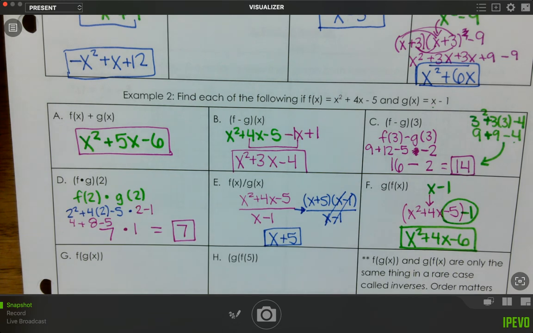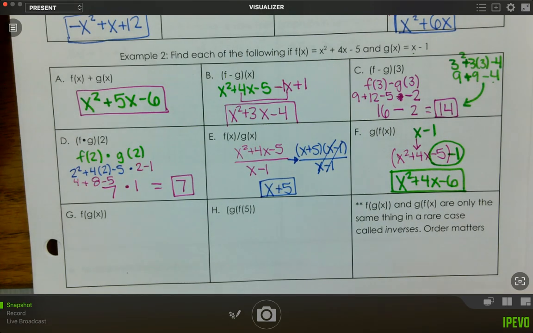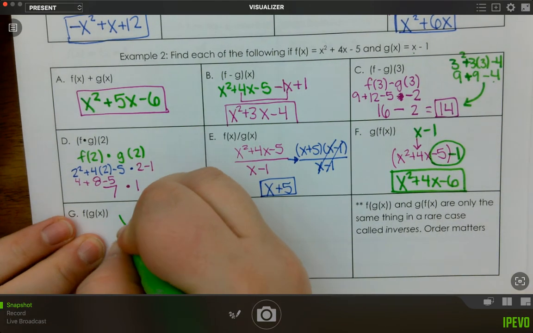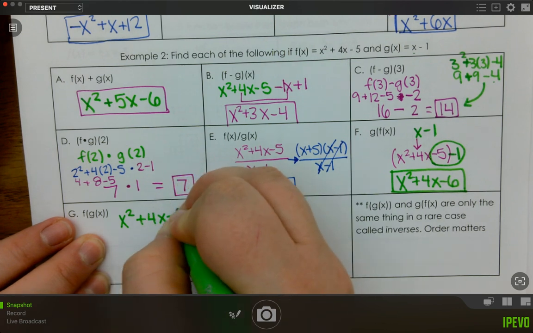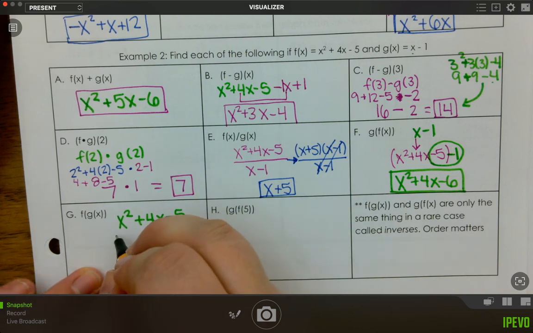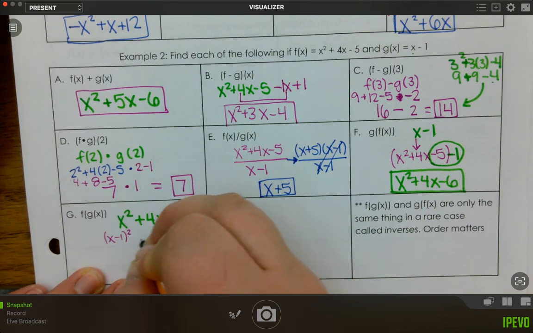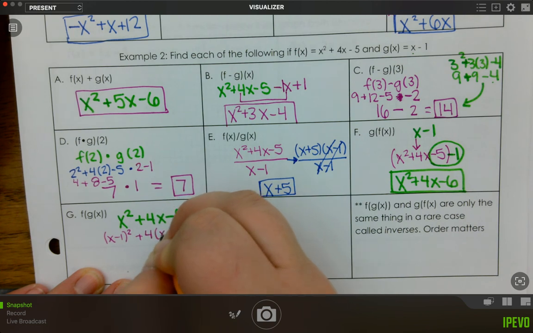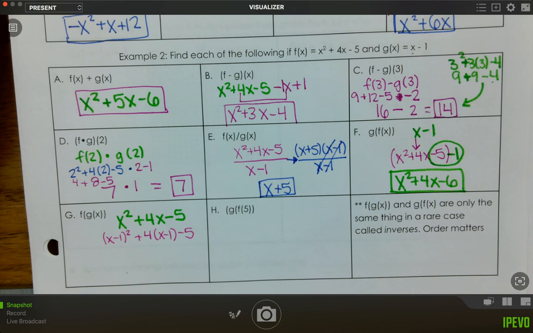Then g is asking me to do it, but the opposite way. So take g and plug it into f. Now, you will notice in f of x, there are two different x's. I have to replace both of them, guys. So this one has to become x minus 1, and this one has to become x minus 1. Which, again, means that simplifying is going to be a little more annoying on this one.